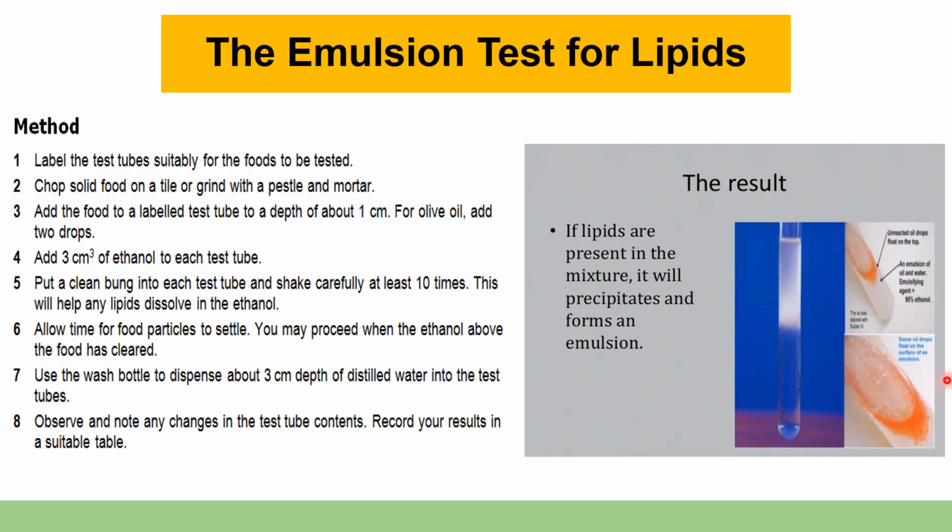Here they have shown you that a red dye has been added to the solution, but you can see the droplets being formed there. So this is with a dye, and you can see these droplets being formed. This has emulsified. If you're not using any dye, it would look something like this. So this is how the emulsion test for lipids is done.